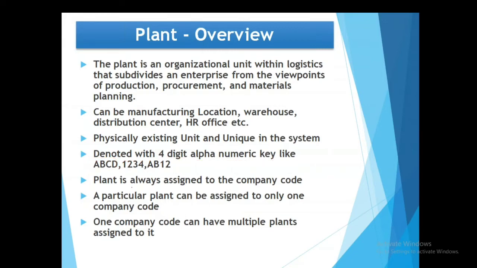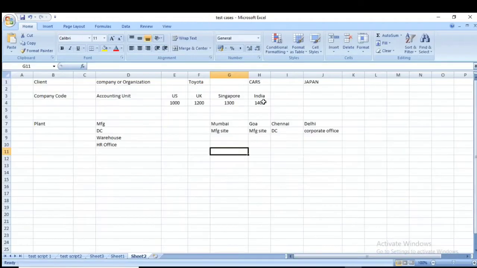Okay. A plant is always assigned to a company code. I will show you this in the system. A particular plant can be assigned to only one company code, and one company code can have multiple plants assigned to it. That means if you see it here, this is India, the company code. Under the India company code, you can have multiple plants.